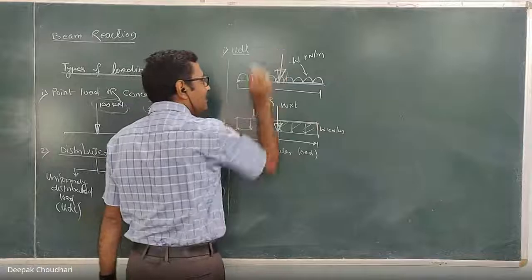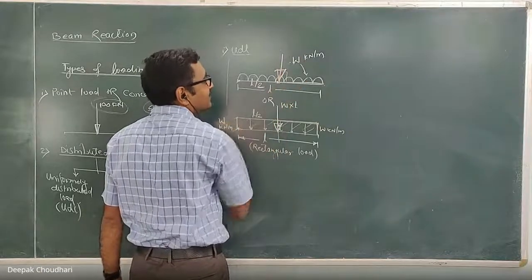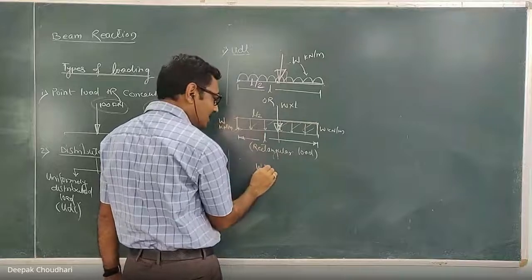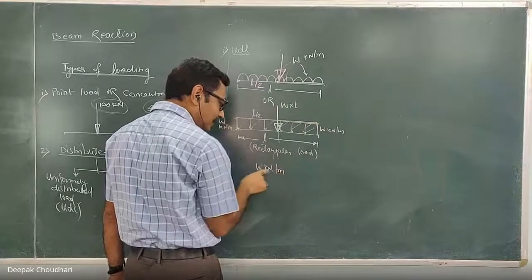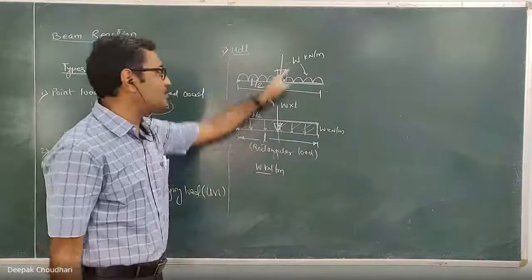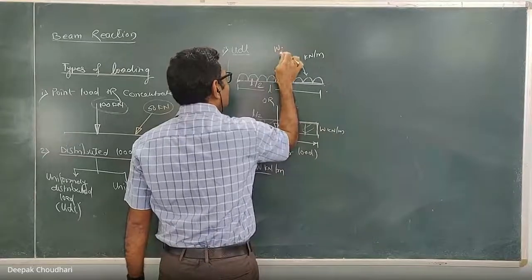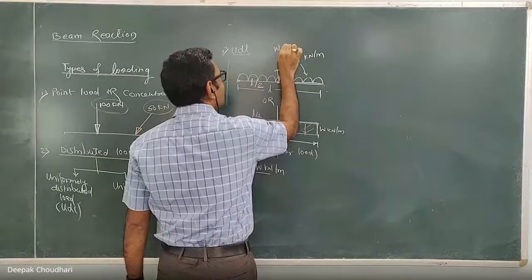And what will be the magnitude of that equivalent point load? It is equal to the product of the intensity and the length. Here it is W kilonewton per meter. 1 meter पे W kilonewton. So how much is the total load on the L meter? So it is W into L. Sorry, the magnitude of this equivalent point load is W into L.